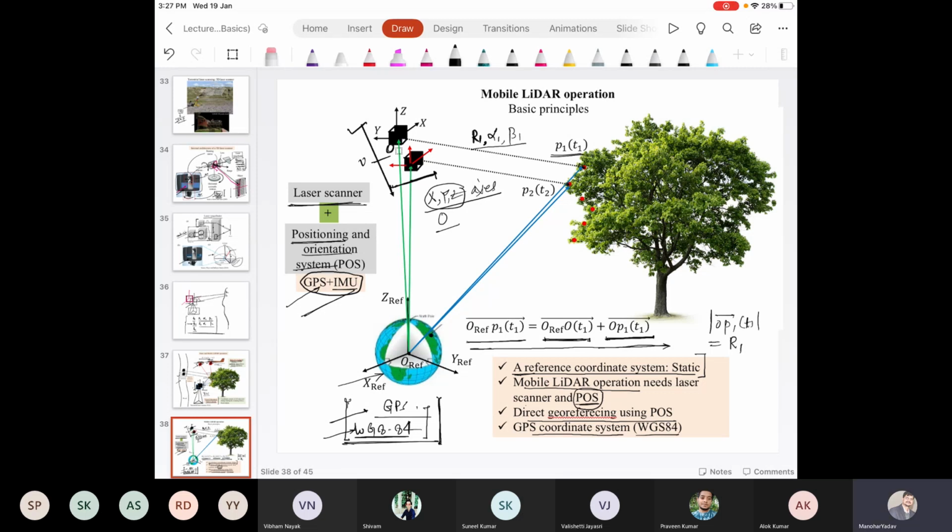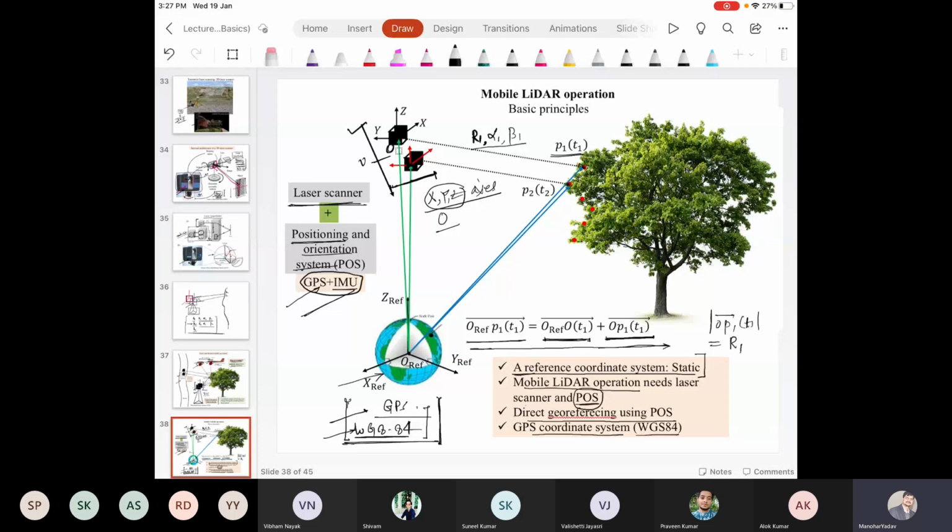Is this true over here? The vectors O reference P1, O reference O, and OP1. Are all these vector components in the same coordinate system, or are they recorded in a different coordinate system? Can anyone join the discussion with me?